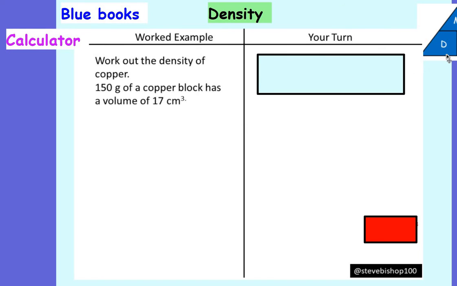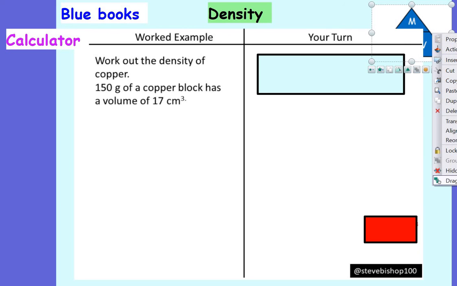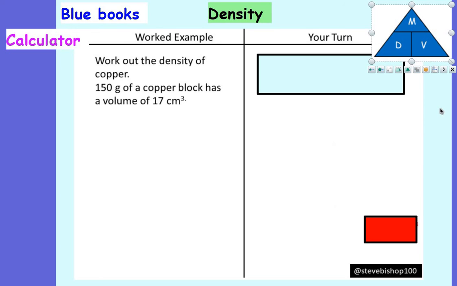In your dark blue books, can you write me the title density? You can write out this formula triangle for me. Underneath the title, mass, density and volume, then I'll go through an example and then there'll be one for you to do. So here's my example.